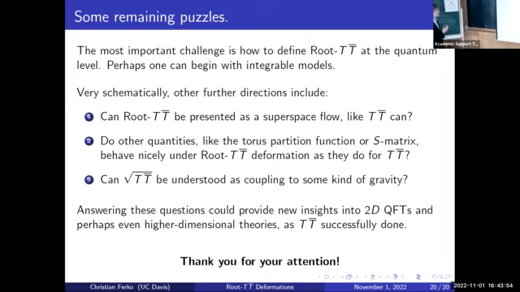You can ask many of the same questions that people have already answered for TT̄ in the root TT̄ context, and I think there's some hope that there's interesting things to learn and that this might teach us some nice facts about two-dimensional QFTs and maybe even higher dimensional theories. So with that, let me conclude, and I'm happy to answer any questions.